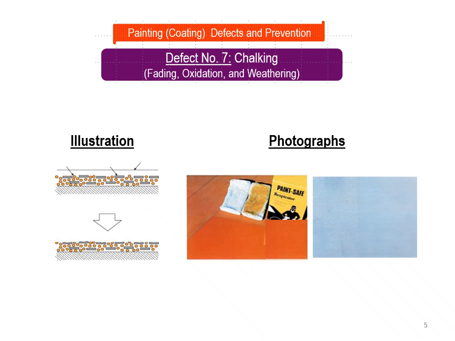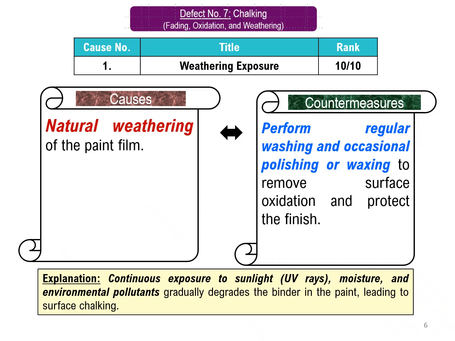Here we can see two photographs related to chalking and its illustration. Coming to causes and countermeasures. The cause number one is natural weathering of the paint film.